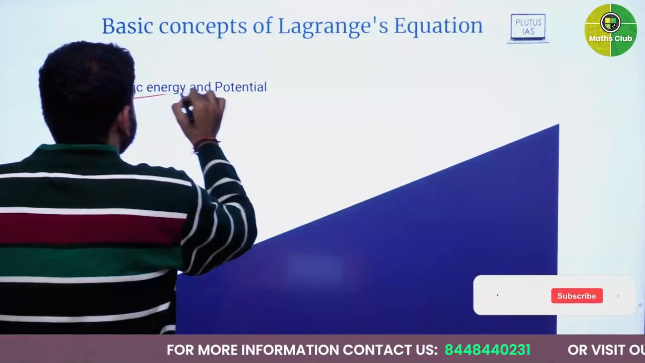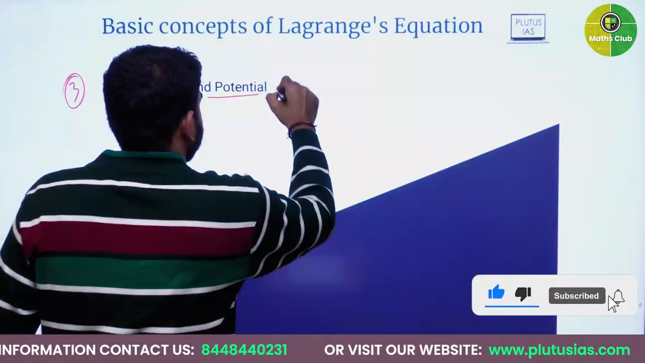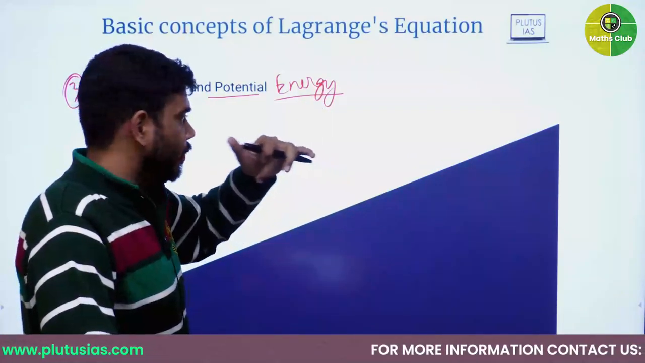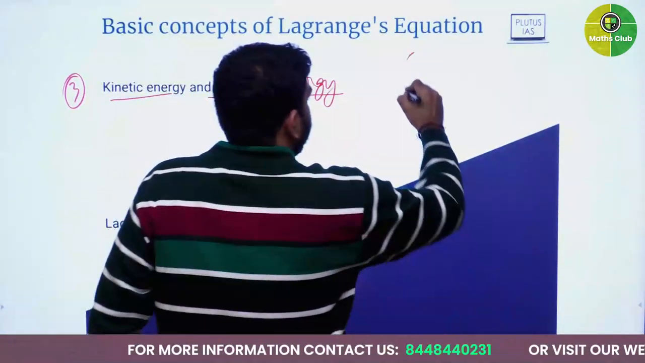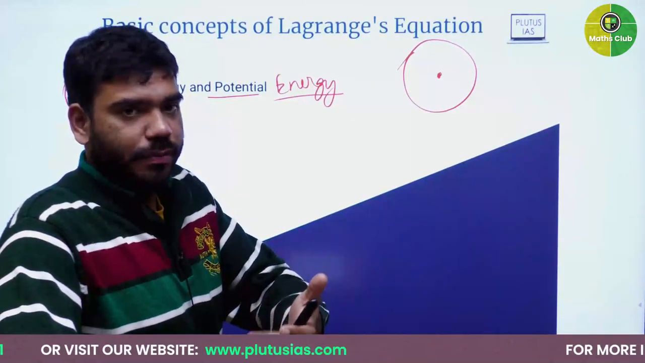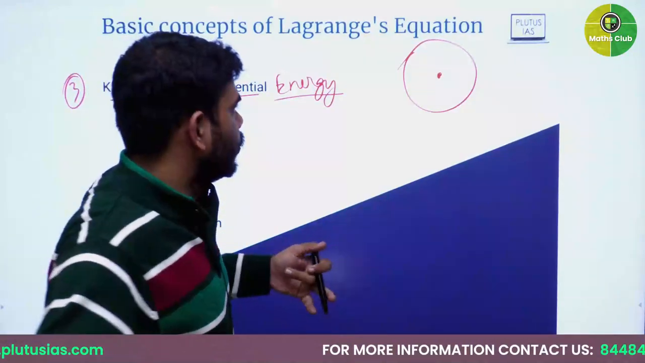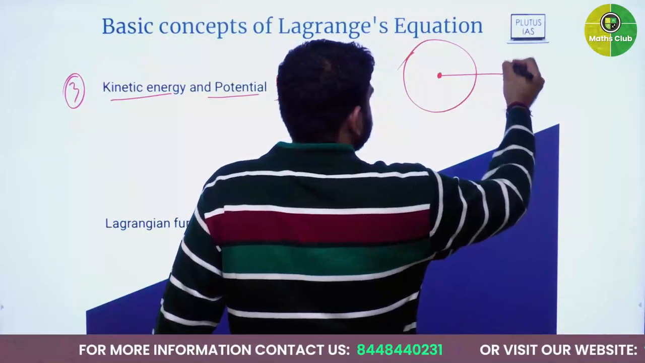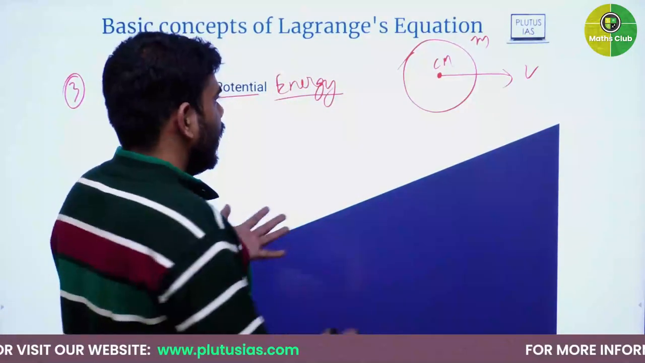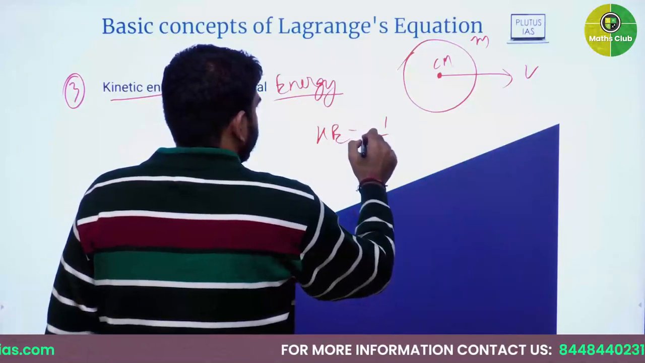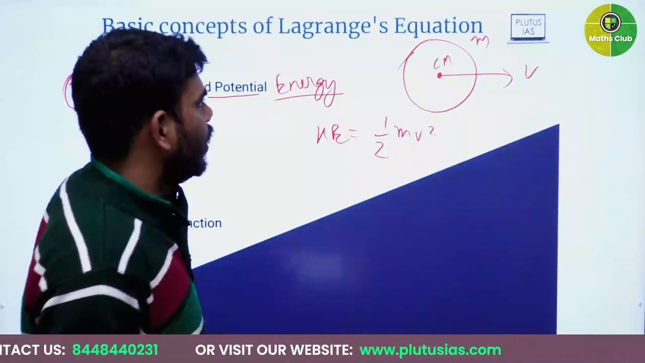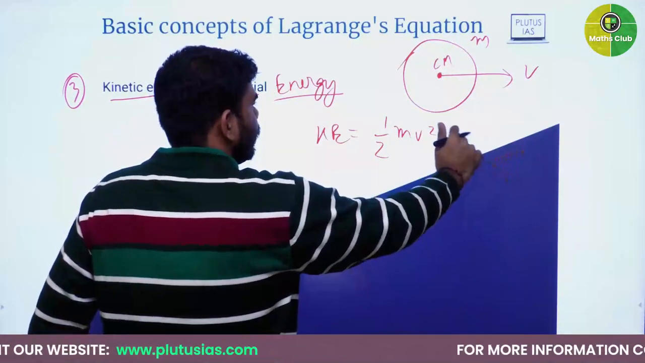The third basic concept that we have is kinetic energy and potential energy. It is a very basic thing we have all studied in school level physics. So kinetic energy is the total energy of any particle, any body, that is acquired due to its motion. The energy that a body has because of its motion, that is kinetic energy. Just imagine this is a ball of mass m, and the center of mass of this ball has a horizontal velocity of v. So the kinetic energy of the body we will write as half m v square, right? We all have studied this in physics in 10th, 11th, 12th class. So kinetic energy of this body will be half m v square.